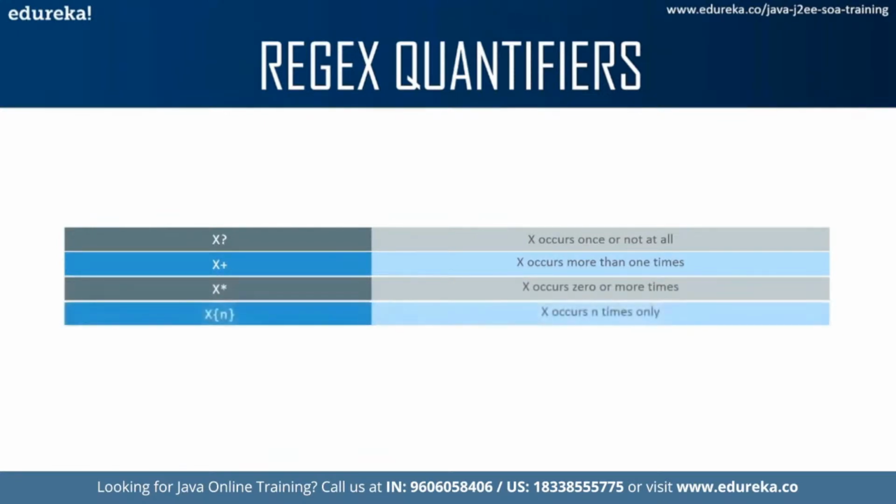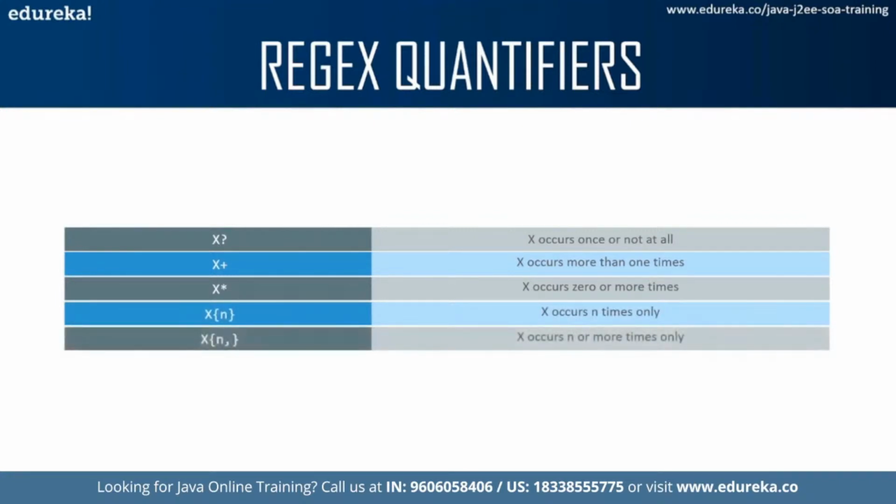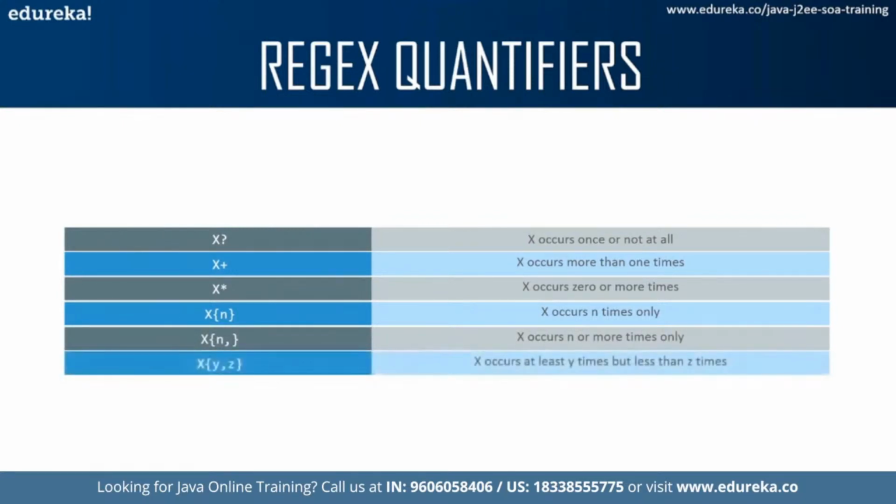And if you have an X followed by an N within curly braces, it implies X occurs N times only. And if you have an N with a comma, then it implies X occurs N or more times. And if you have parameters like Y, Z, then it implies X occurs at least Y times but less than Z times. So these are the various forms of regex quantifiers, and let's see how this works.